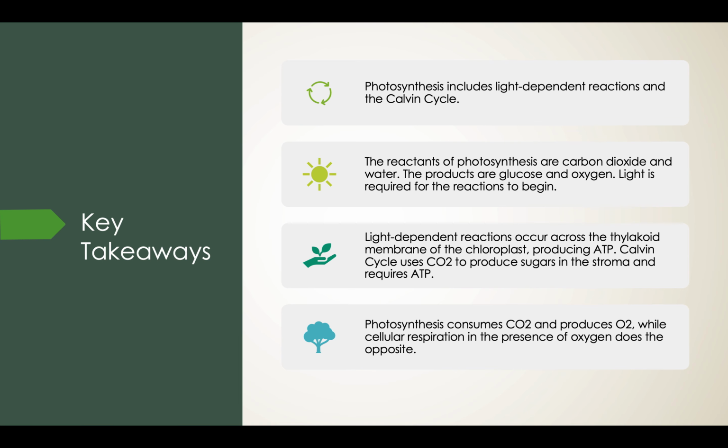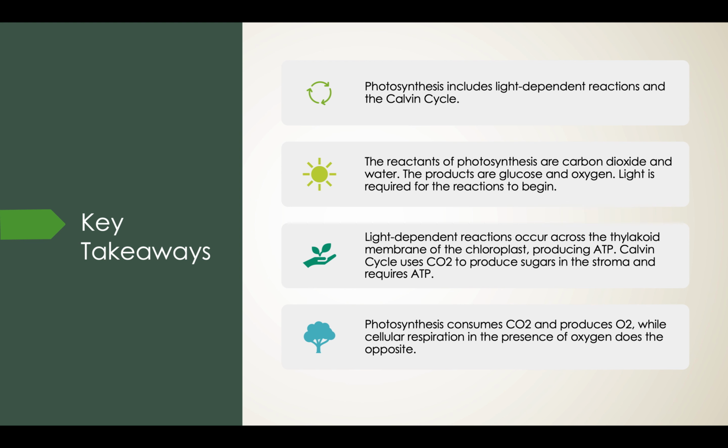So now we have reached our key takeaways. So we have 4 here. The first being photosynthesis includes light-dependent reactions and the Calvin cycle. The second being the reactants of photosynthesis are carbon dioxide and water. You can also include light because it is required, but it's really not a molecule. So it's really carbon dioxide and water are your reactants on the left side of that arrow. And then your products are glucose and oxygen. Light is required for the reactions to begin.